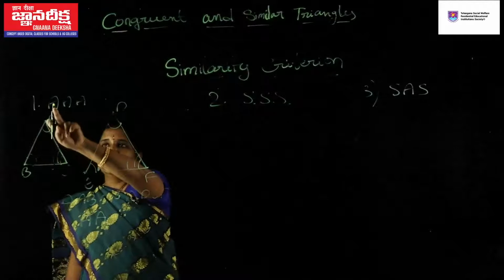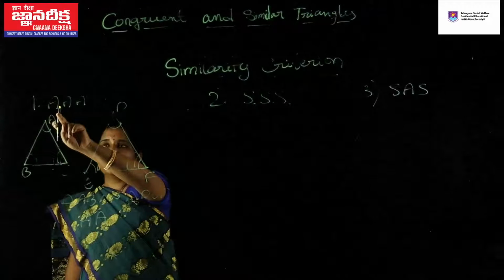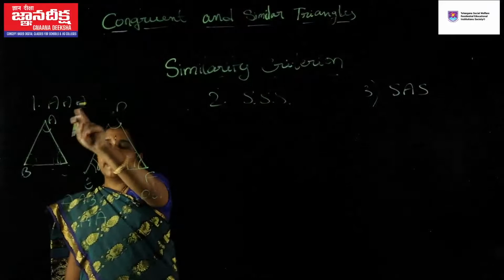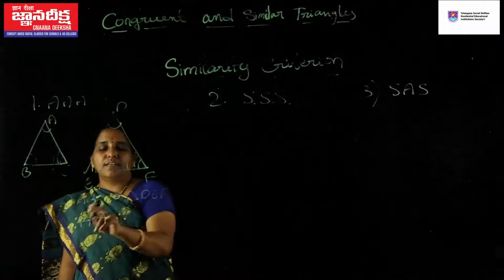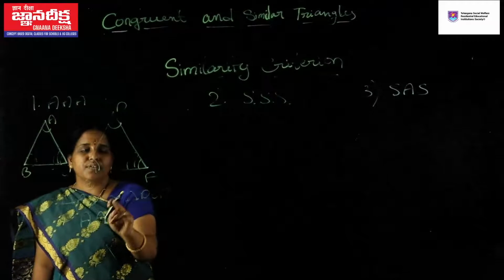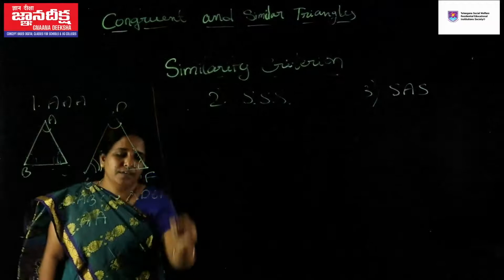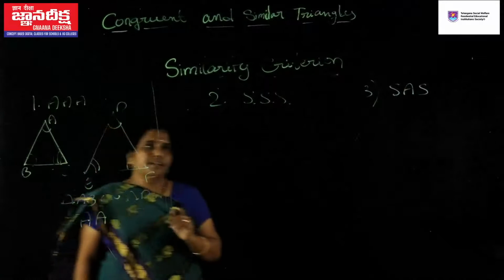So we need not even check all three angles of AAA. We can check two angles and decide whether the triangles are similar to each other or not. So this is about the AAA similarity criterion.